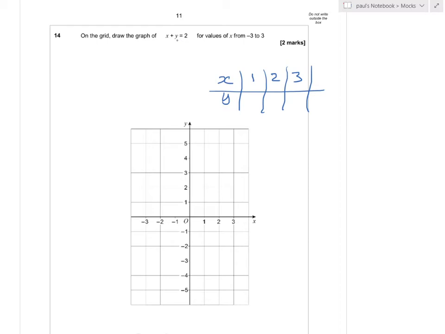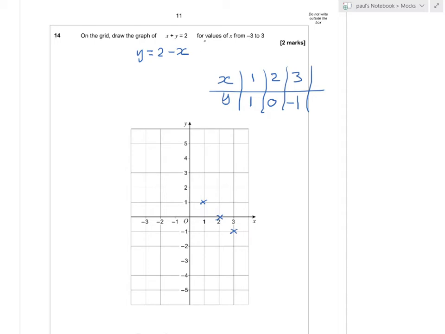So x is 1, so I've got to find out what y is. So y equals 2 minus x. So if x is 1, then 2 minus 1 is 1. When x is 2, 2 minus 2 is 0. When x is 3, 2 minus 3 is -1. So I should get 3 points here. So 1, 1, and 2, 0, and 3, -1.